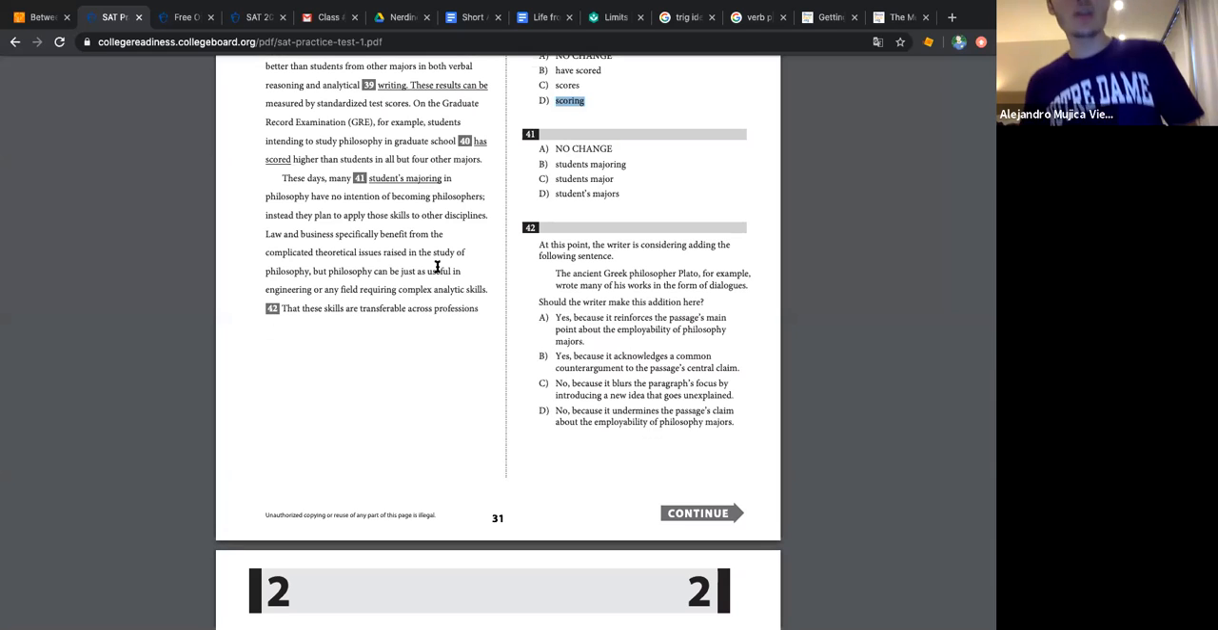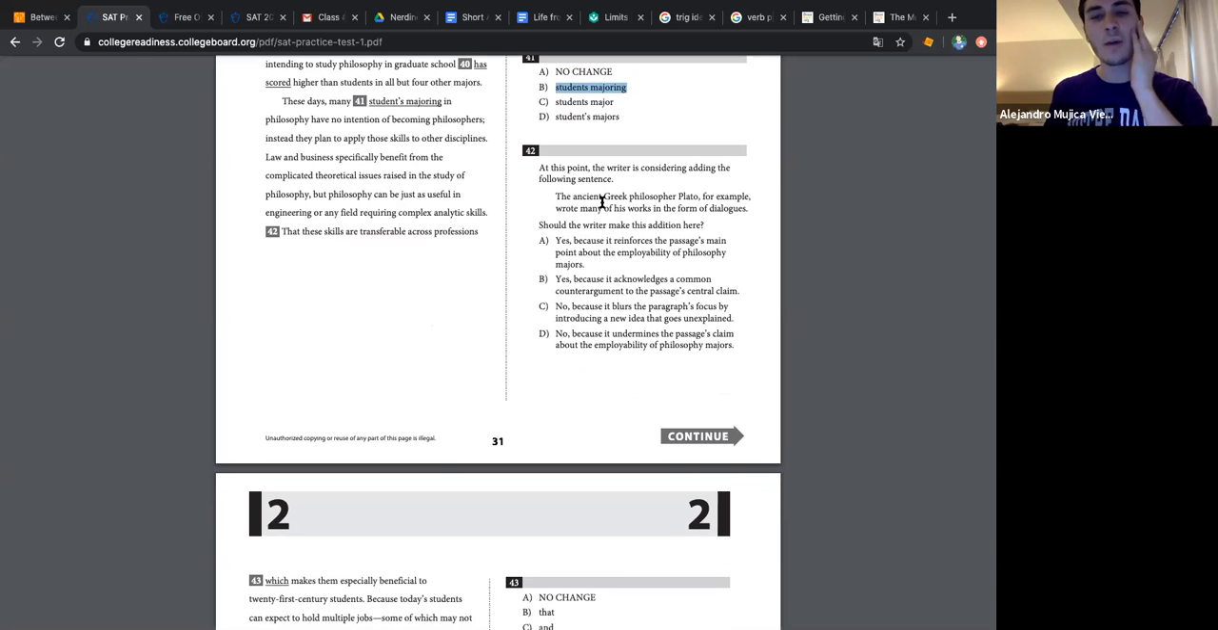These days, many students' majoring is wrong because there's no possession there, so D is wrong too. It's either many students majoring or many students major. We can see that there's a verb. If this is all one clause, then we cannot have major there. Many students major in philosophy have no intention is wrong. So many students majoring in philosophy have no intention. That's the right answer. B is the right answer.